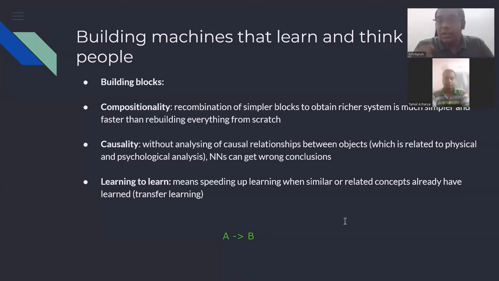And learning to learn. I think the last thing is speeding up of the learning when similar or related concepts are involved. So if I already know, and we have talked about this transfer learning, right? That if I already have seen a similar example, I would be able to use that example, but we should be able to transfer that domain knowledge. And I do not have to learn everything from scratch, but that is not what happens with neural networks. We have made some progress in transfer learning, but I think it is a long way to go.